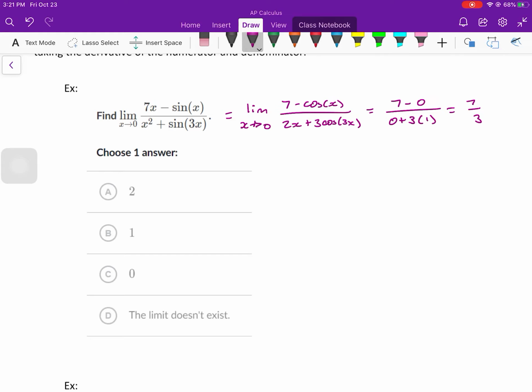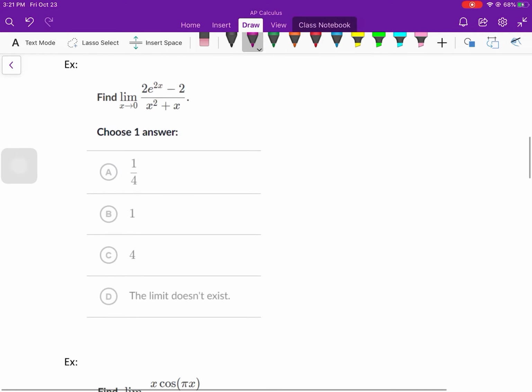Now I need to double check something here. Why did I put cosine of 0 as 0? I said cosine of 0 is 1. There we go. What am I thinking? So you get 6 over 3, which is 2. All right, so very good. So that one works out. Use L'Hopital. So it looks like a crazy limit here, but it's not that bad.